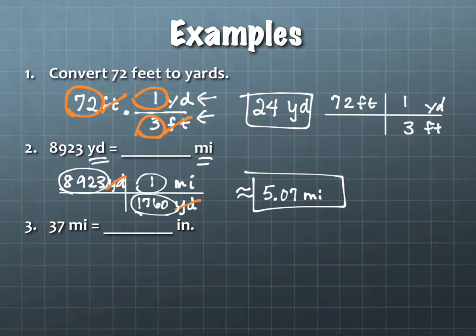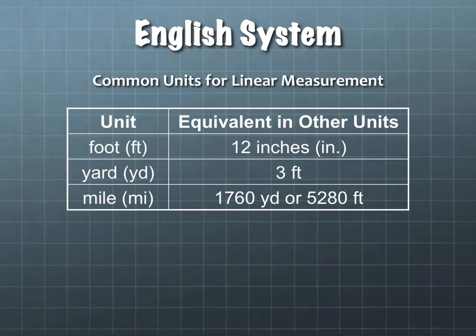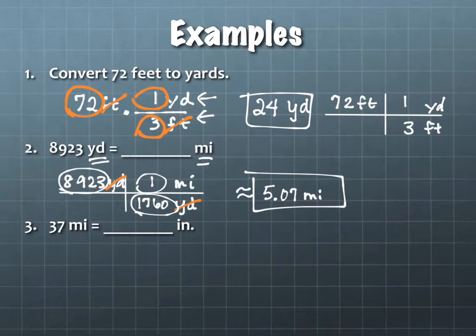Now, number 3 says that it wants me to convert miles into inches. And there is not a direct line of this chart that says miles on one side, inches on the other, right? But I could take miles and turn them into yards, or miles and turn them into feet, and go from there. So what we're going to do is we're going to have to do more than one step. So I'm going to draw, again, this fence. I've got the 37 miles on top, and just like on the last ones we've been doing, I have to put miles on the bottom to get them to cancel.